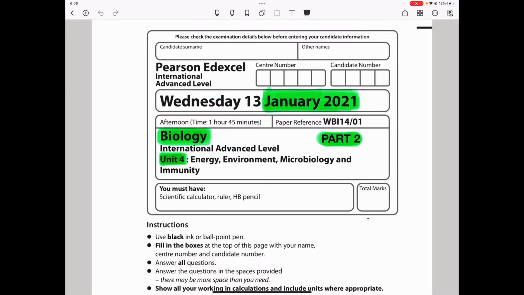Today we are doing the Pearson Edexcel International A-Level Biology Unit 4 for January 2021. This is Part 2. I already did the Part 1 video, which had question 1 to question 4 of this paper. I will put the link to that video in the description box. Let's begin with this part. And again, Part 2 contains question 5 to question 8.